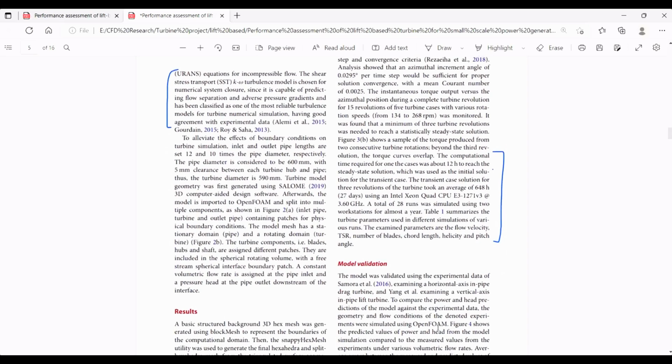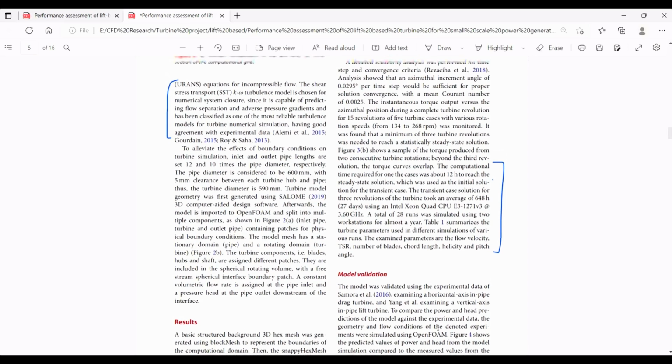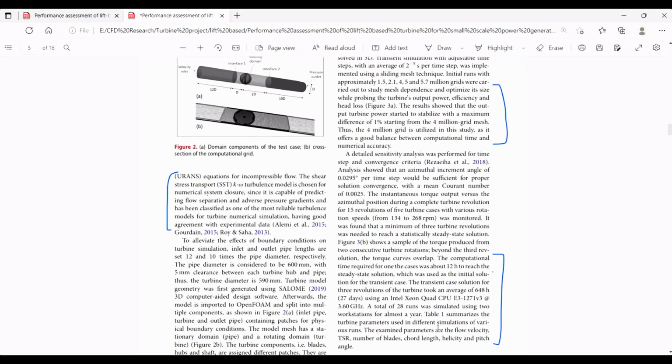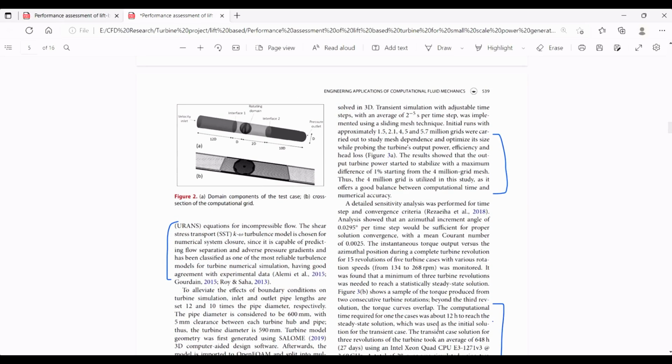And as explained earlier, the block mesh was generated, which is a good and efficient mesh for discretizing the flow domain, as it leads to better convergence and increases the stability of the overall solution. For the transient simulation, the time step was kept variable, with an average of 2 to the power minus 5 seconds, and it was implemented using the sliding mesh technique. Various numbers of cells were chosen, and then a mesh independence study was performed to find the appropriate cell distribution in the whole domain.